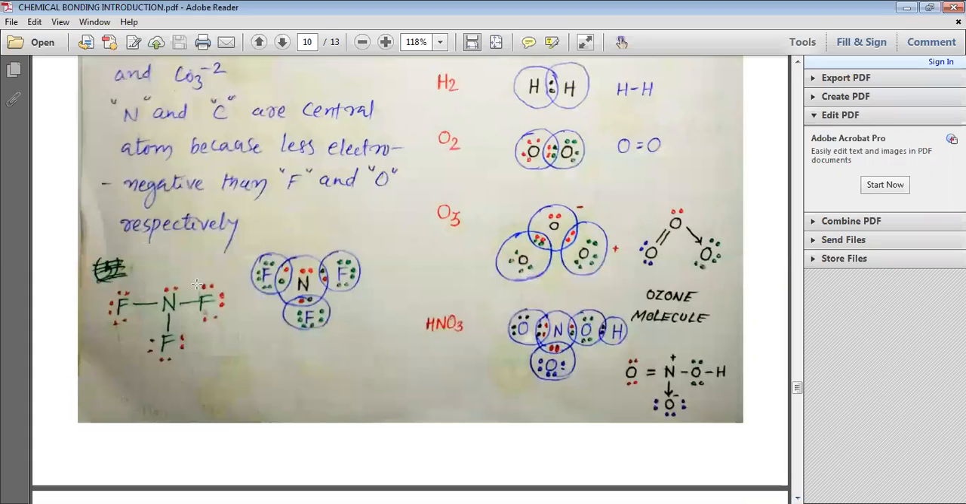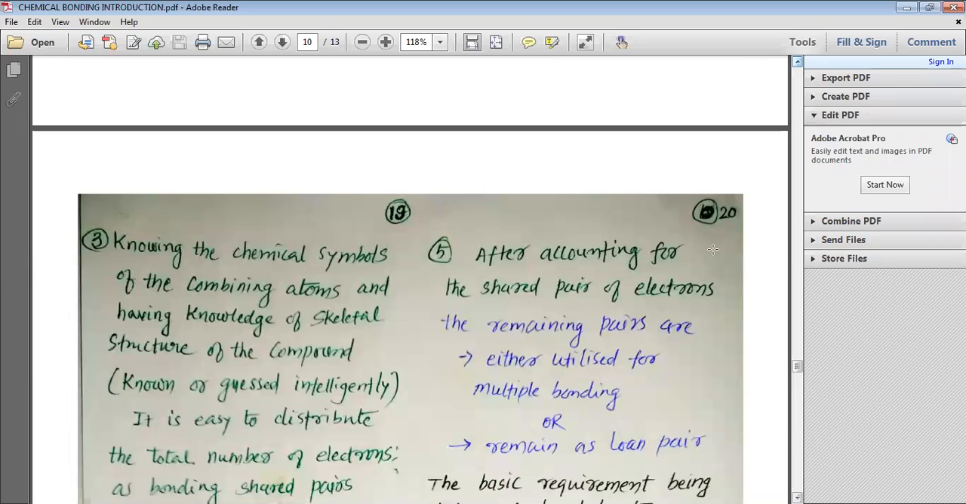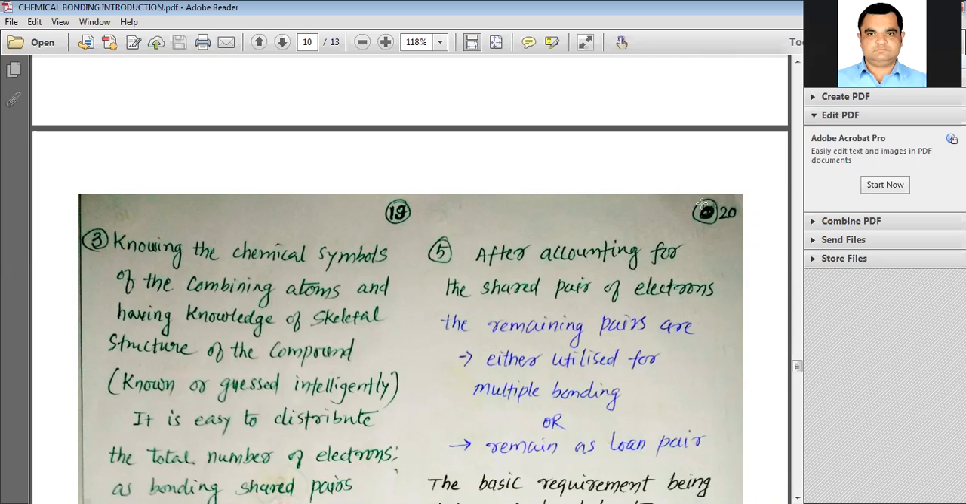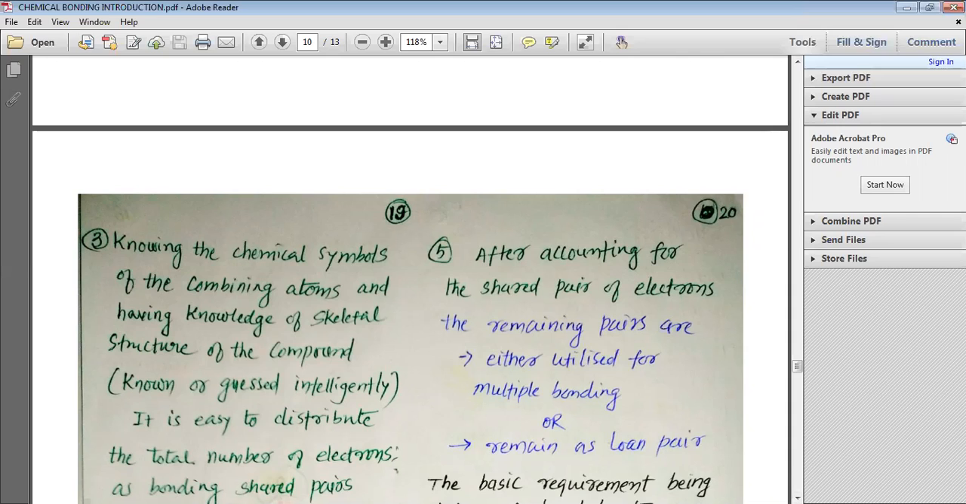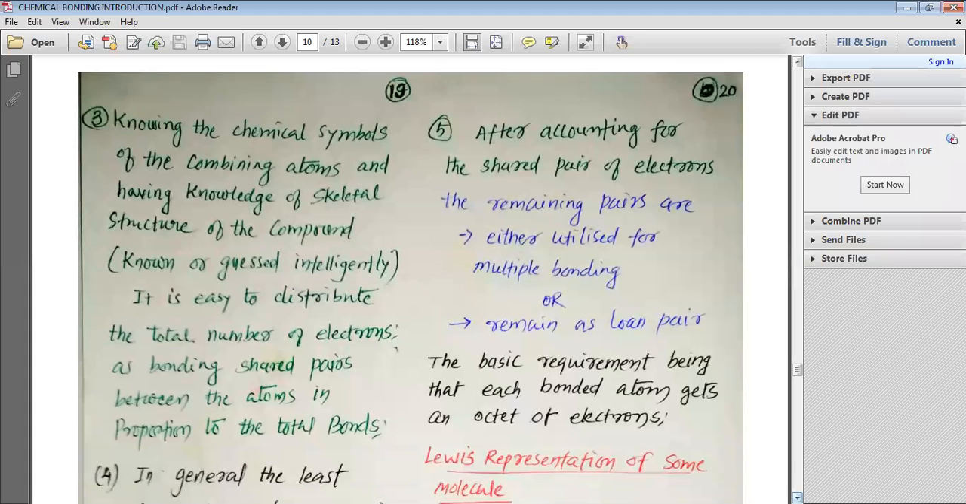You can see here in NF3, nitrogen is in the central position and both nitrogen and fluorine have attained the octet. Same way, my dear students, we can study the next rule. After counting for the shared pairs of electrons, the remaining pairs of electrons are either utilized for multiple bonding or they may be put as a lone pair of electrons.